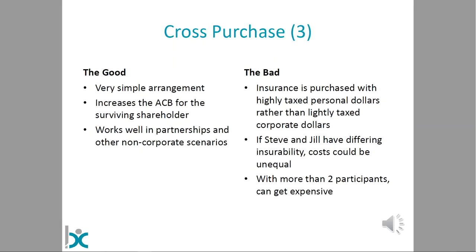So there are some upsides and some downsides to this arrangement. It's very simple. It's easy to follow. There's nothing complicated. It increases the adjusted cost base for the surviving shareholder. In the case we just talked about, Steve ends up buying those shares, and instead of having a 0 ACB, like he had before the whole thing started, he has $1 million ACB afterwards, which will reduce his future tax liability related to the ownership of the shares in this company.